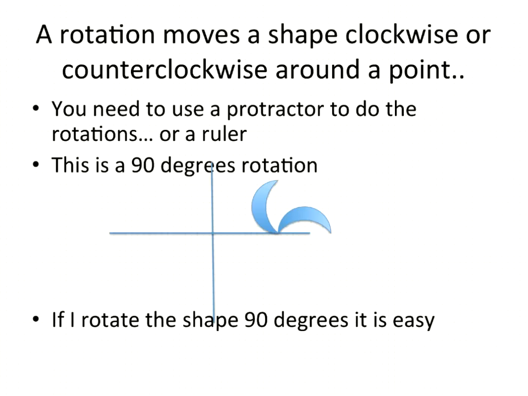So how do you think? Take a look at this. This is a 90-degree rotation. So if I rotate the shape 90 degrees, it's easy because all I have to do is make a square where it rotates. This is a 90-degree rotation.